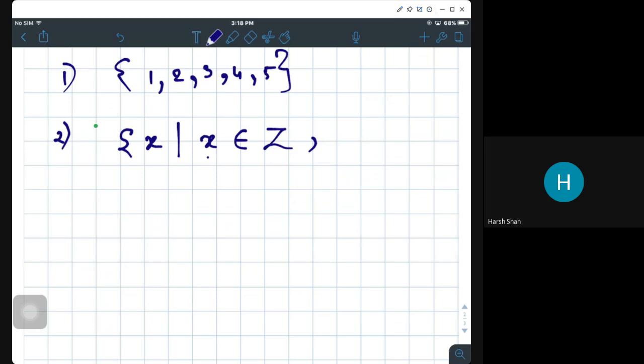Okay. And let's say my x should be less than 5. This is the same thing as this, right? But this is the set builder form. This is the simple set form that we use. These are two important notations. If you don't know the names, it's fine. But you should know how to convert them from one to another.